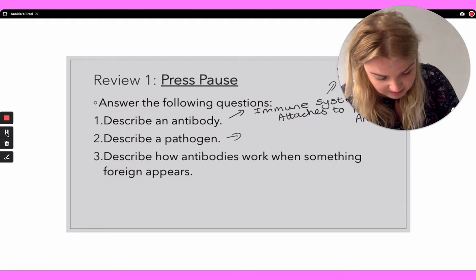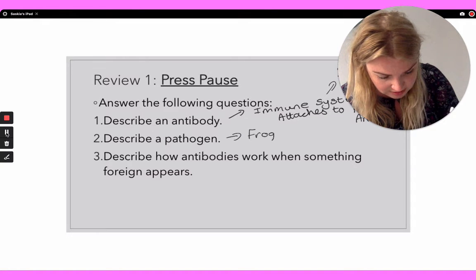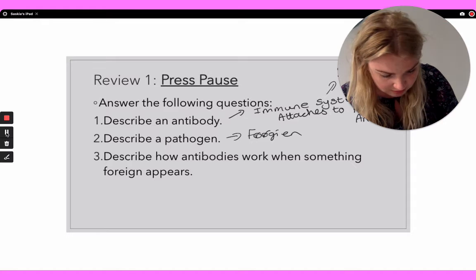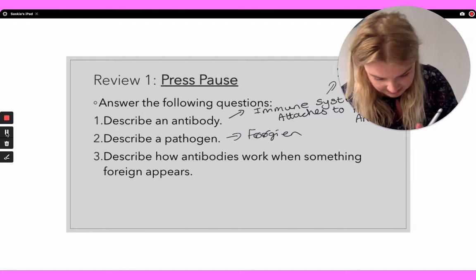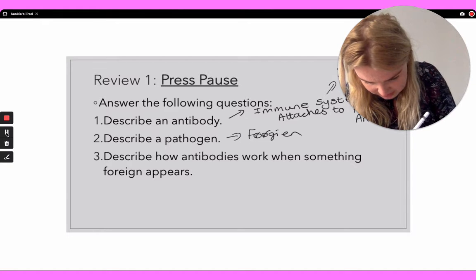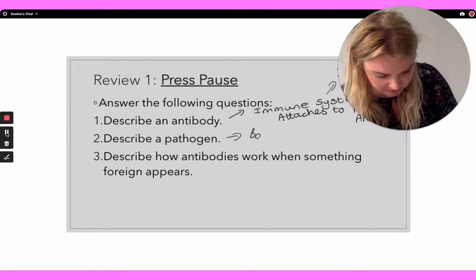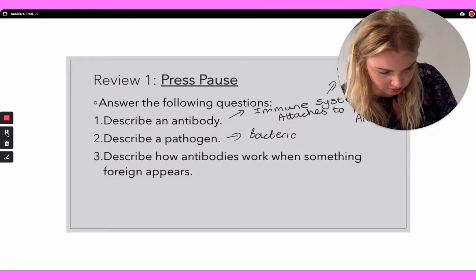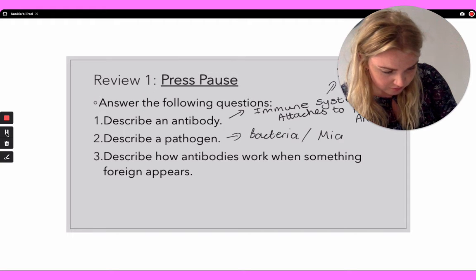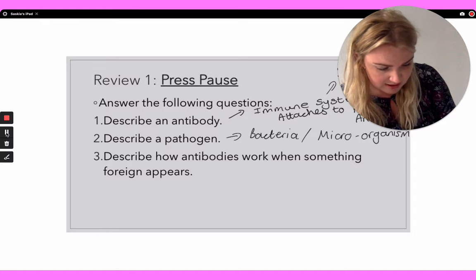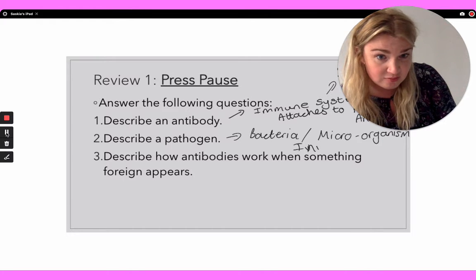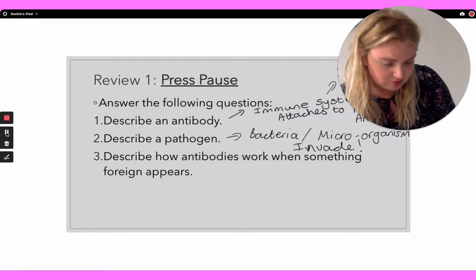Describe pathogen: it is something foreign that ends up in your body. Normally bacteria or a microorganism. So something foreign that is inside your body. Its job is to invade. So it doesn't really want to hang around. Well, it does want to hang around. It wants to invade your body.